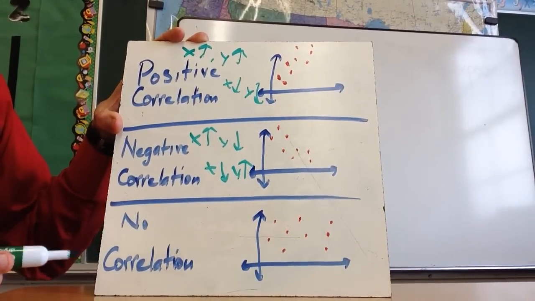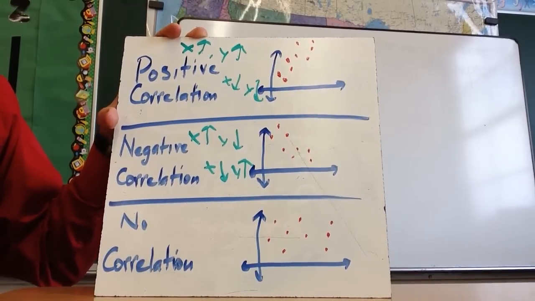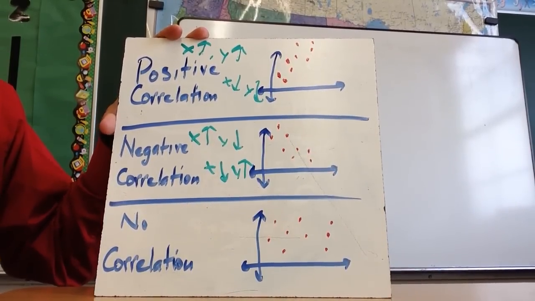And then no correlation means that there is no relationship between x and y. We cannot predict y based on what's happening with x.